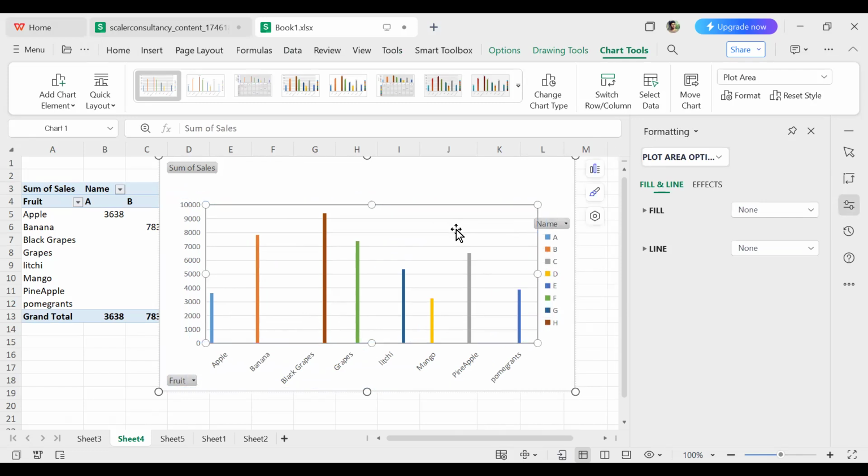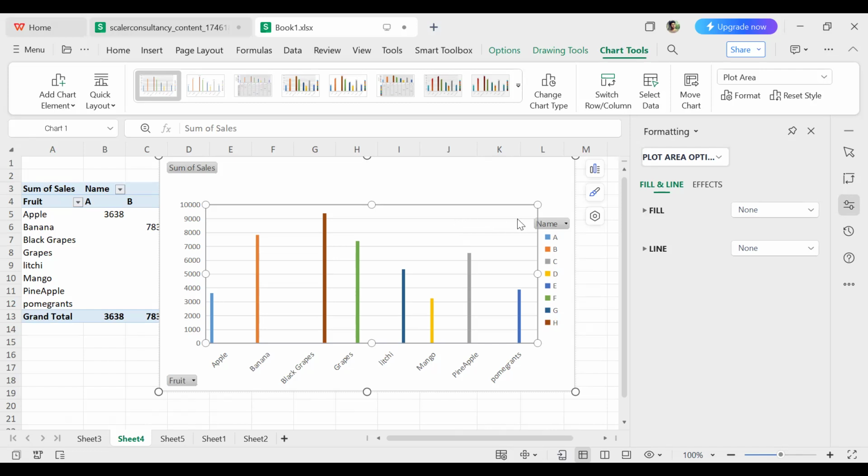Sir, actually, I have a doubt about the pivot table and the chart. In case the pivot table is already providing sufficient information about our data, why do we need a chart of the same data?